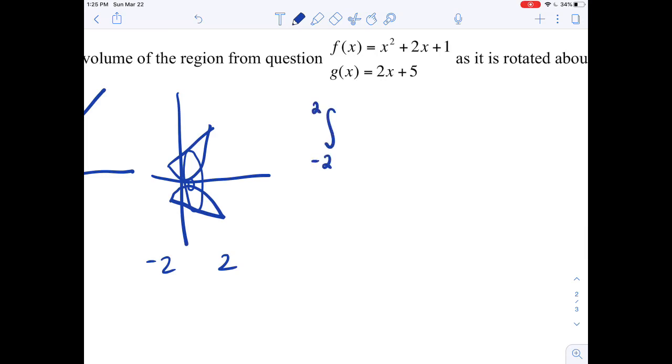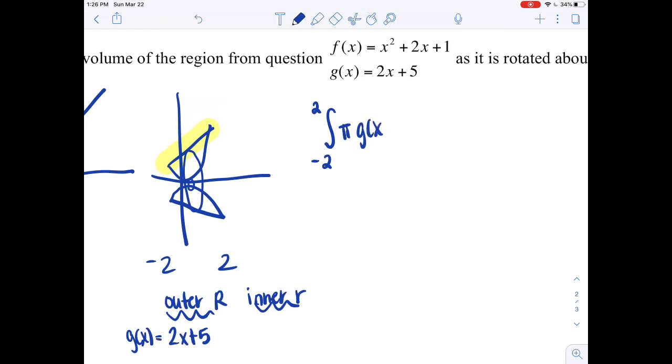So as I start to set this up, this is going to be the integral that goes from negative 2 to 2. Okay, it's going to be pi times your outer radius squared minus pi times your inner radius squared. So let's think about what's our outer radius, what's our inner radius. Okay, hopefully you can see right here the outer radius is being formed by that linear function. So our outer radius is 2x plus 5, or g of x if you want to use the abbreviation.